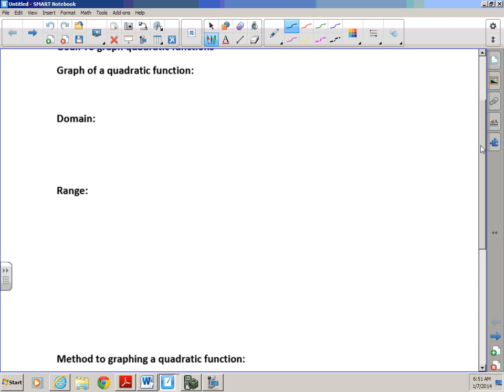Number one, what is the graph of a quadratic function? As we said yesterday, it's a U-shaped curve called a parabola.